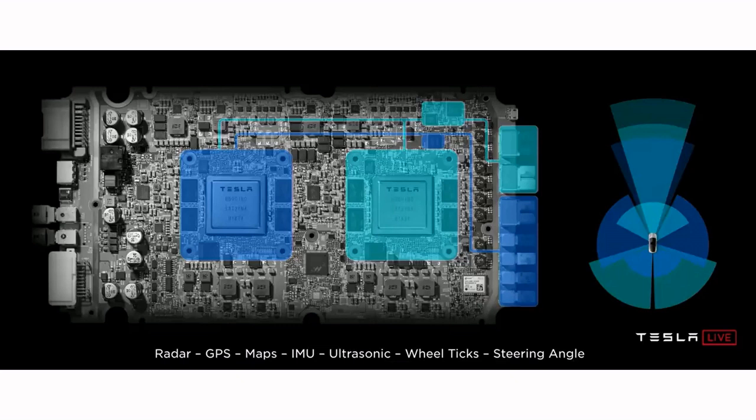Initially, Tesla had collaborated with NVIDIA to optimize its AI integrated chips. Later, dropping NVIDIA, the company vowed to create its own chips.